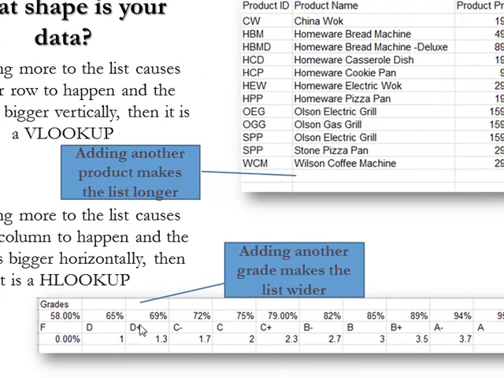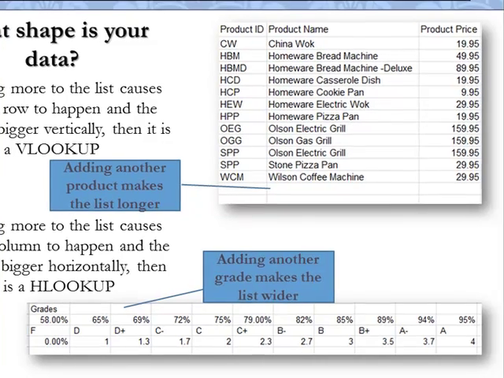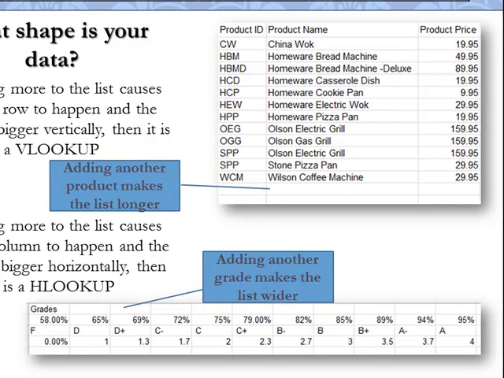If that horizontal lookup was saying, I need to find their exact number, it wouldn't work, because if a student gets 83, it's actually just between 82 and 85. So we have to say not an exact match, but an approximate match.